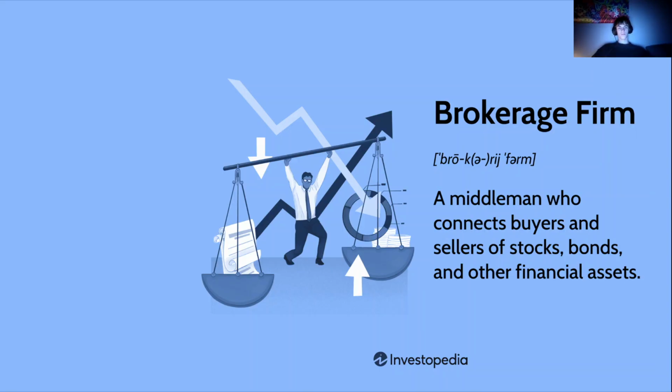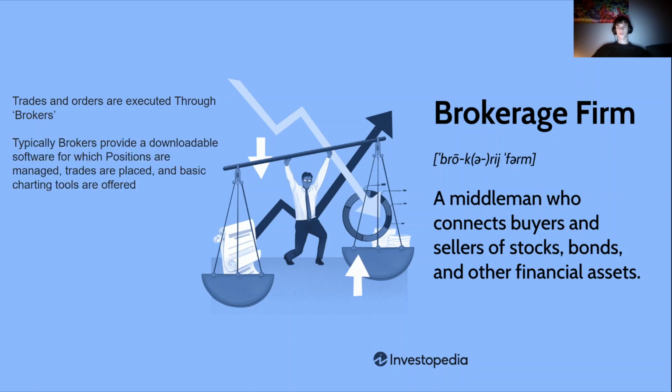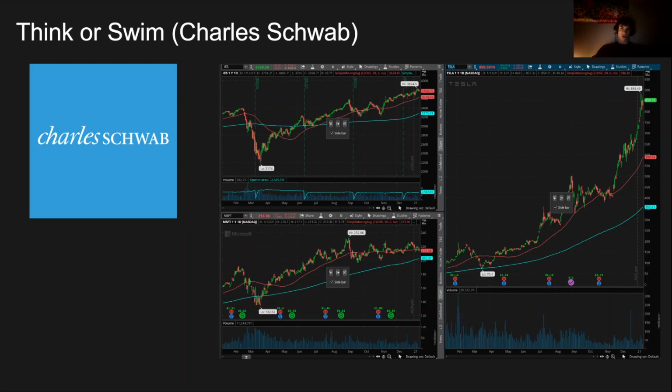As far as brokers go, a broker is just a middleman who connects buyers and sellers of a stock, bond, or just any financial asset. So trades and orders are executed through these brokers. Typically, brokers will have a software that you can manage your positions in, and you place your trades, and they have some charting tools for stuff like that. Brokers are going to vary in terms of the fees, execution time, order types, charting tools, and market data. So every broker is going to be a little bit different, but generally speaking, they're all going to do just about the same thing.